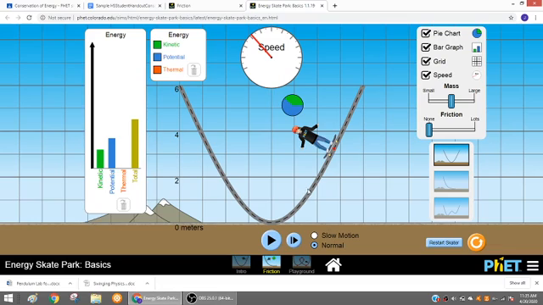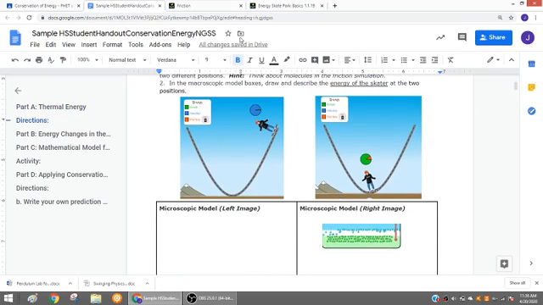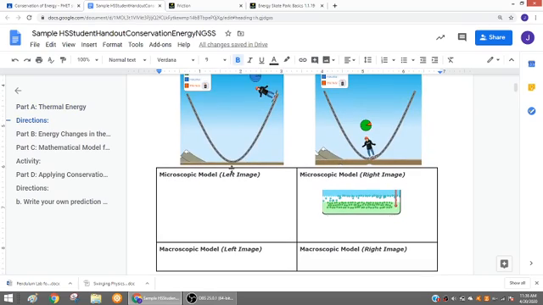Watch what happens as the skater gets right here, where kinetic energy is increasing because the skater is getting faster. Potential energy is going to decrease. So potential energy decreased, kinetic energy went up, but still potential plus kinetic always equals total. Let's go back to the handout and think about what we should put here.